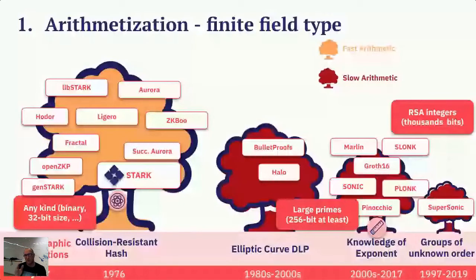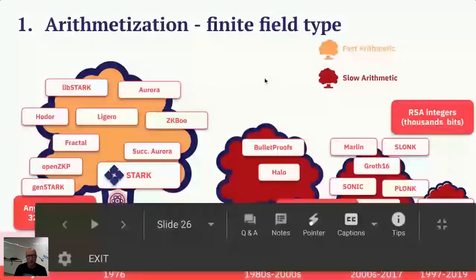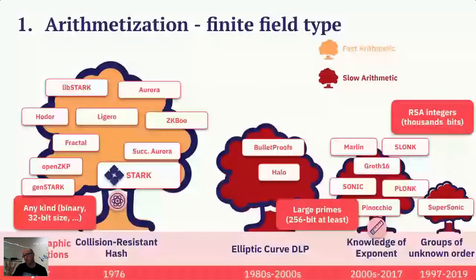So as you go to the right, if you start with the elliptic curve DLPs, you need 256-bit primes or larger, and then it goes slightly larger for different variants of the knowledge of exponent assumptions. And if you go to the systems with groups of unknown order, some of which can actually also be transparent, you end up with moduli that could be in thousands of bits if you're looking at RSA integers.